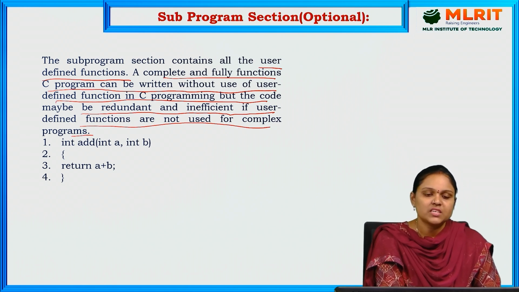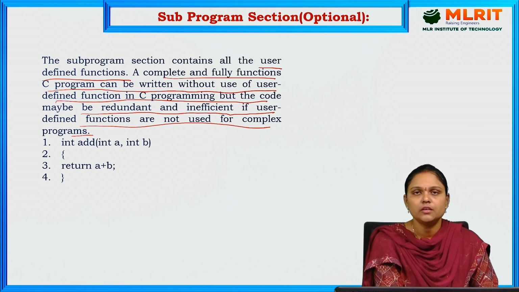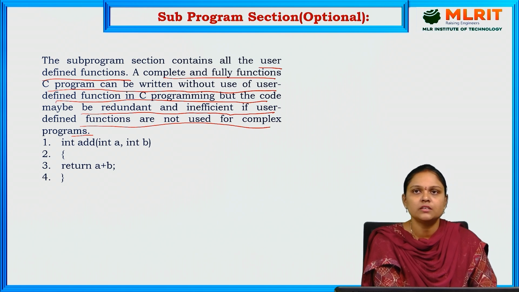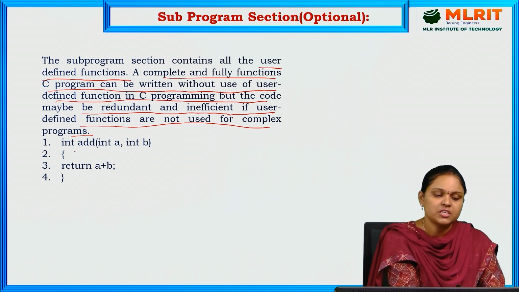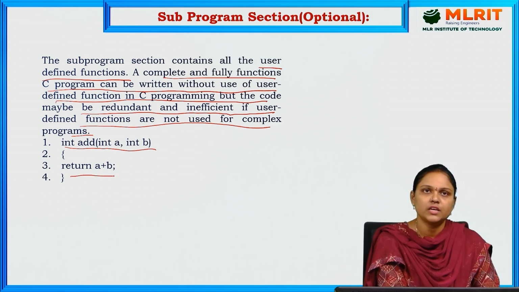So the subprogram section is nothing but where we are dealing with user-defined functions. To solve a particular task, we write a function, and that function can be used multiple times. Many times we can call this function, whenever we want, and we can use the code we have written in that function. So the function declaration is int add(int a, int b), and this is the definition of that add function. What we are doing is adding those two numbers.